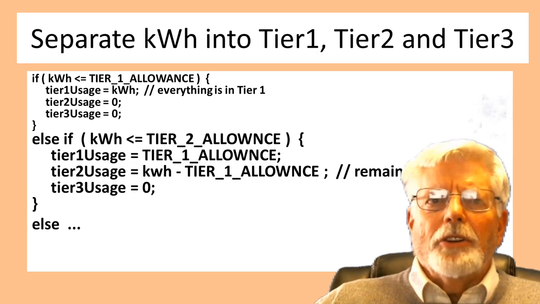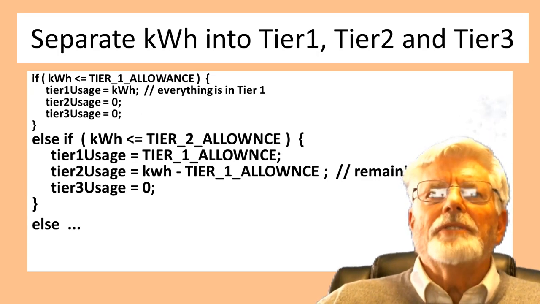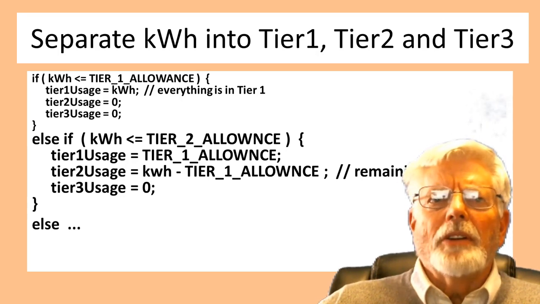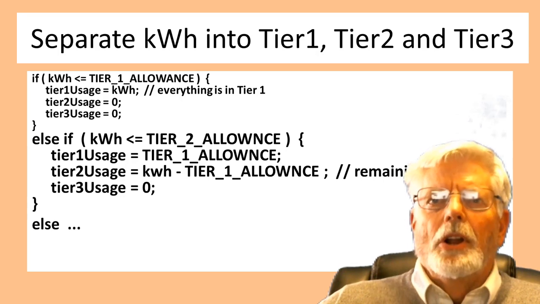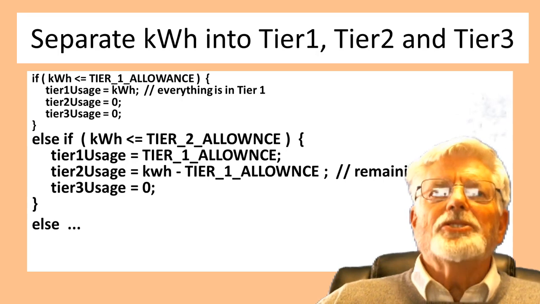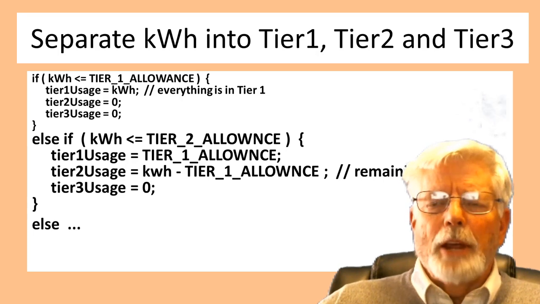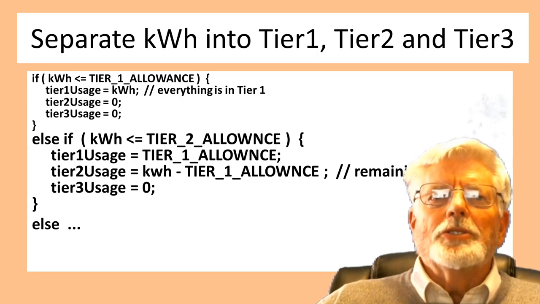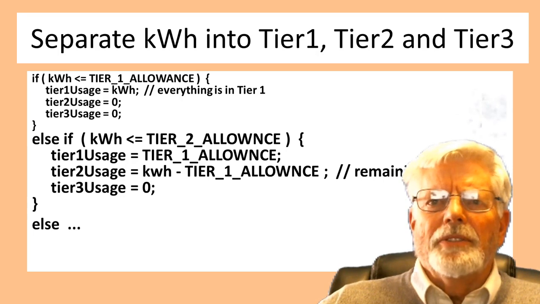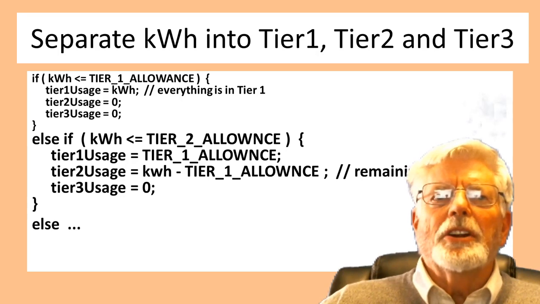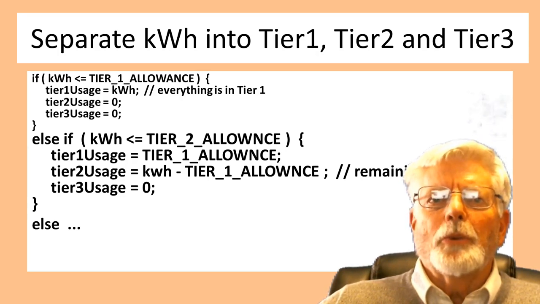If we have 673 kilowatt hours, then the first if statement fails because 673 is not less than or equal to the 350 defined by Tier 1 allowance. So the program progresses to the else if statement. 673 is less than the Tier 2 allowance of 1,450, so the else if statement passes. We can set the Tier 1 usage to the Tier 1 allowance, which is 350, and then set the Tier 2 usage to 673 minus Tier 1 allowance, or 673 minus 350, which becomes 323.